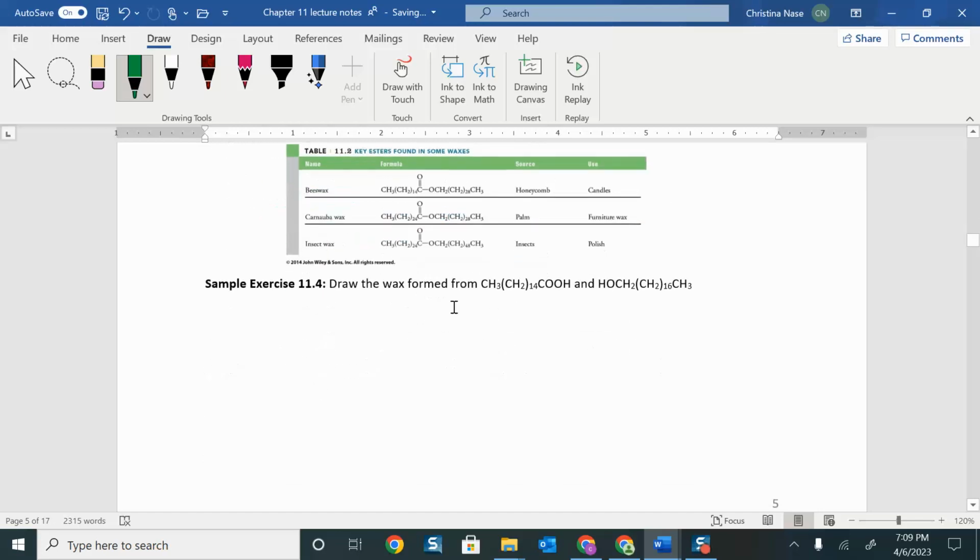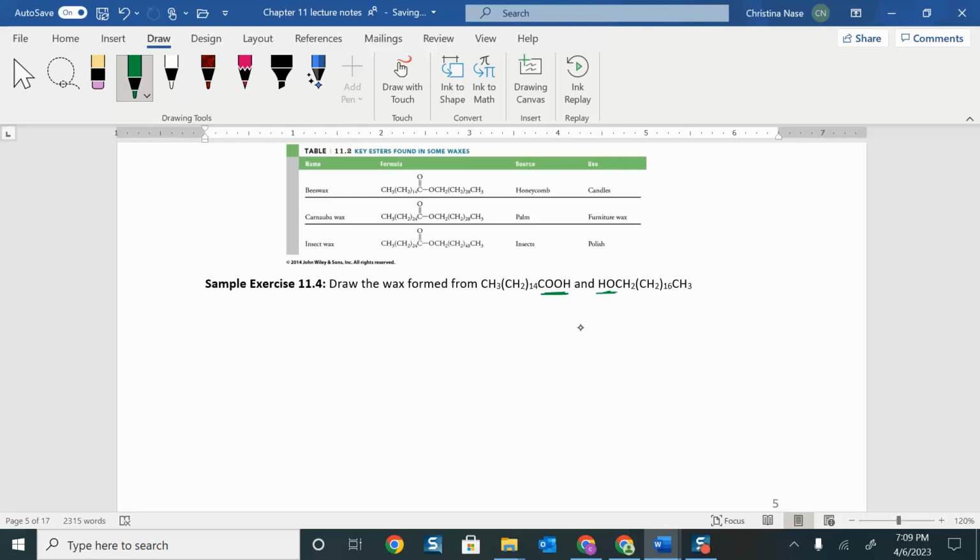So can we draw this? You know how much I love to draw. Can we draw a wax? We're going to take a carboxylic acid. This is the carboxylic acid. I'm always going to write that one on the left, and then I have the alcohol on the right. I'm going to remove H and OH, and I want to show that ester linkage.